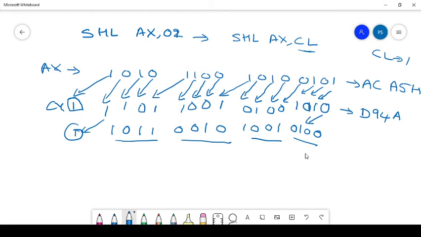In a similar way, there is another instruction called shift right. Here we have to insert 0 in the MSB. Now we'll see the shift right. So for ease, I will go for only one operation.